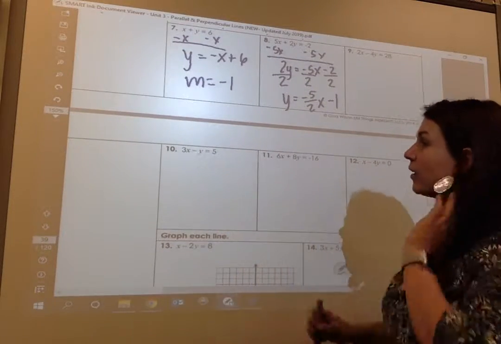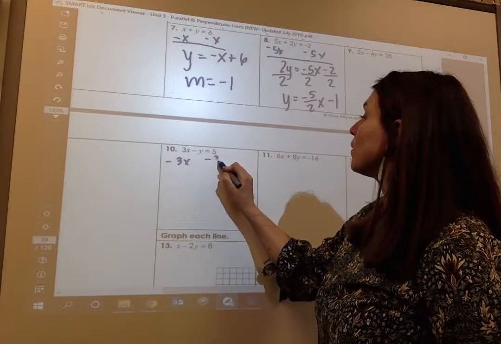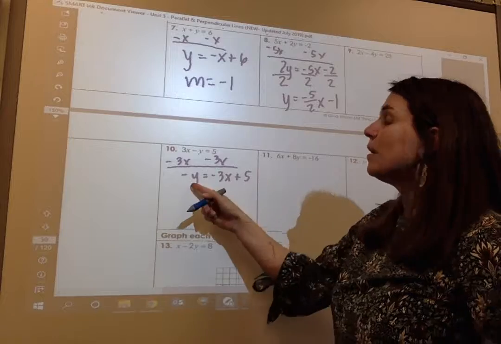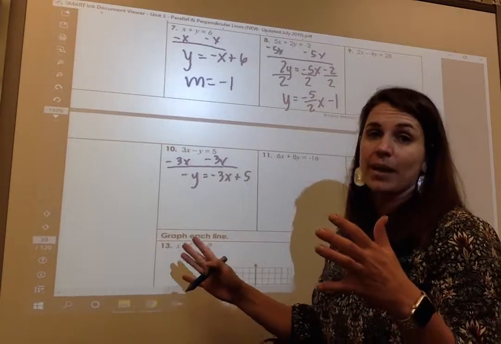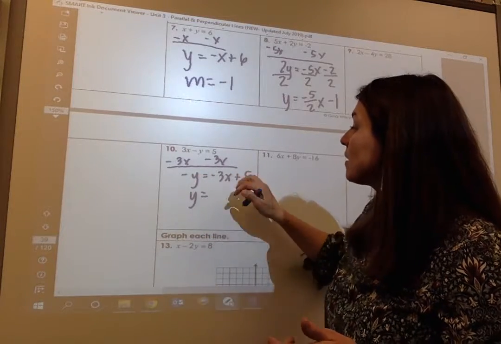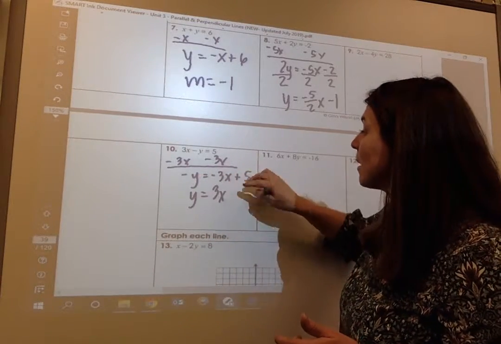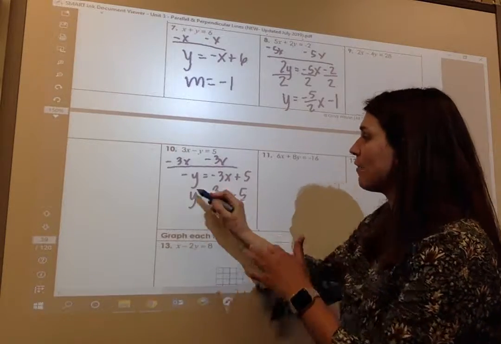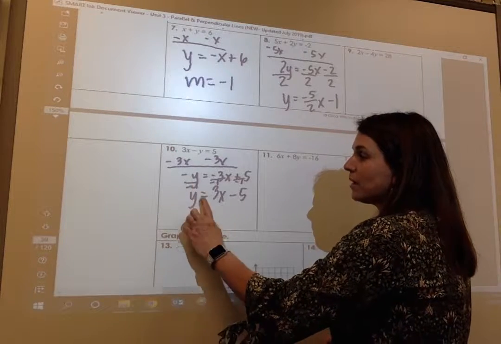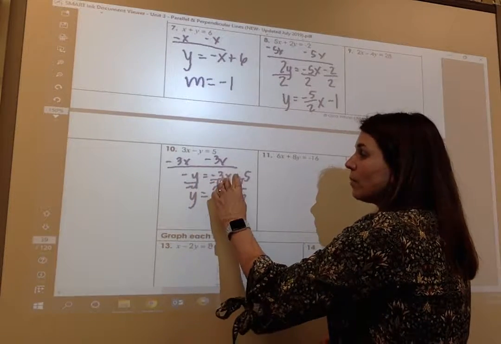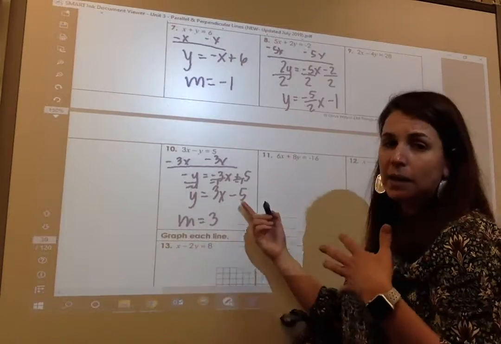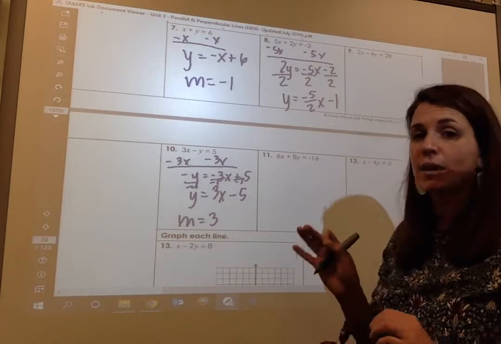All right, let's do some more practice over. I'm going to do 10 and 11 here. So subtract 3x on both sides. Notice I'm left with -y equals -3x plus 5. This is the same thing as dividing everything by a -1, which basically flips my sign. It's going to make this positive 3x and make this term -5. If I divided everything by -1, notice negative divided by negative is positive. Negative divided by negative is a positive. Positive divided by negative is a negative. But I know that my slope here is 3 and my beginning point's -5. It's very easy to identify.